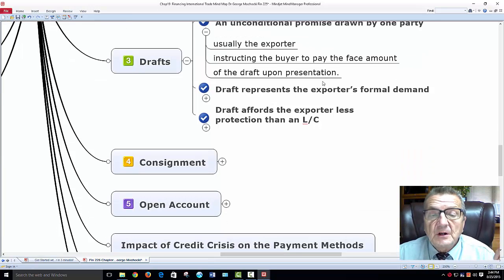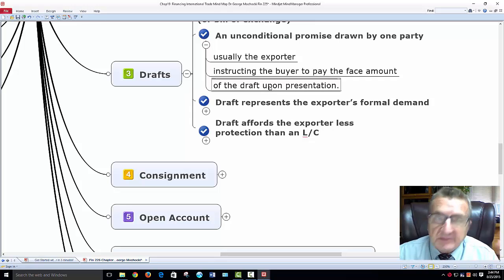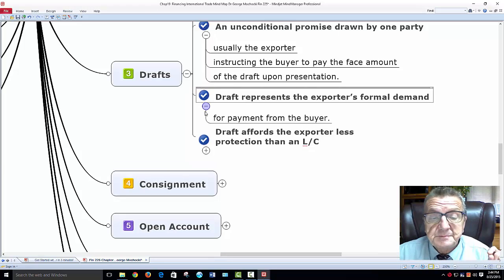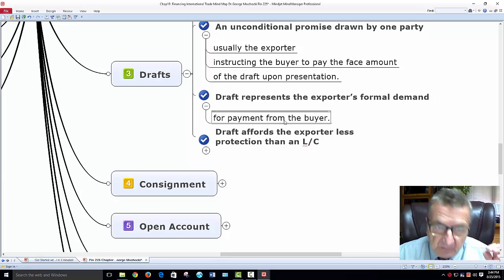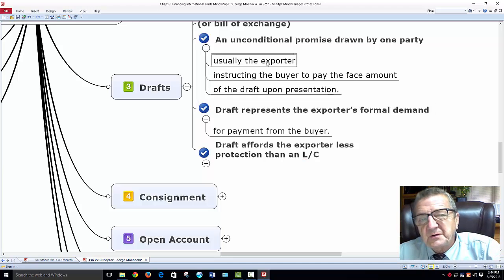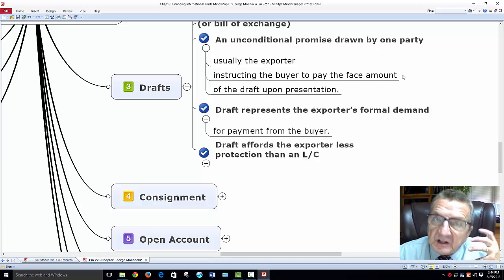Usually the exporter instructs the buyer to pay the face amount of the draft. The draft is like a letter upon presentation, or a check for lack of better words. A draft represents the exporter's formal demand for payment from the buyer. Remember, you should already have these. These are basic. The definition, you can get rid of the usually, and just highlight the exporter, instructing buyer, face amount. You can understand that.